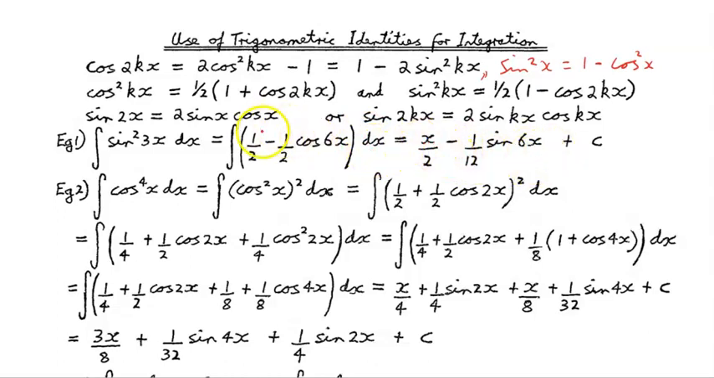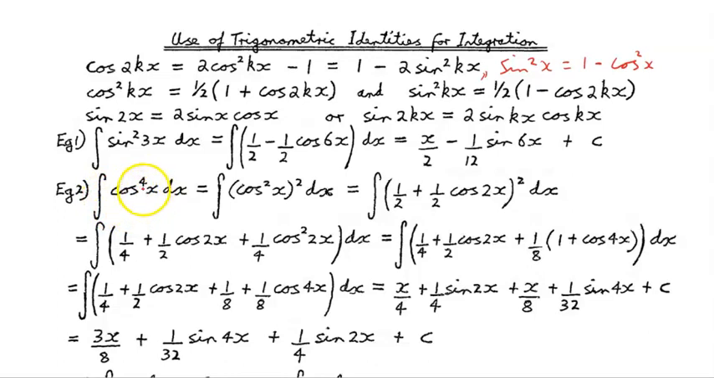And that gives us the antiderivative of a half is x on 2. The antiderivative of cos 6x is 1 on 6 sine 6x, but there's also a factor of a half there, so that becomes 1 on 12 sine 6x plus the constant of integration.